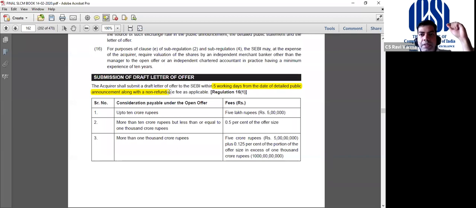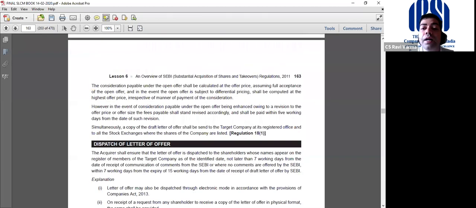Public announcement, detailed public statement, letter of offer. Whom will you give the letter of offer to? You will give the letter of offer to SEBI. SEBI will have a comment on it. You need to wait for the comment of SEBI, and once you receive the comment, then dispatch it.